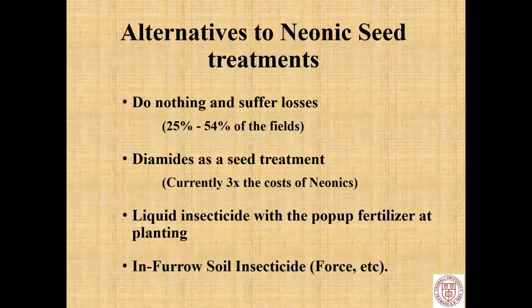So what do we do if we lose neonic seed treatments? There's a lot of movement to try and ban these across the country in our legislature, et cetera. So what do we do as field crop farmers? Well, option 1, do nothing, suffer losses, 25 to 54% of the field. The diamides are touted as the replacement seed treatment. They're currently 3 times the cost of the neonics. Liquid insecticide with a pop-up fertilizer at planting is another possibility, and in-furrow soil insecticides.